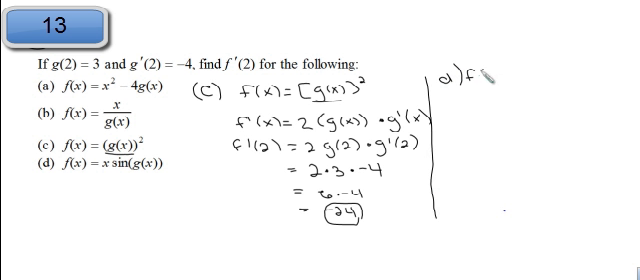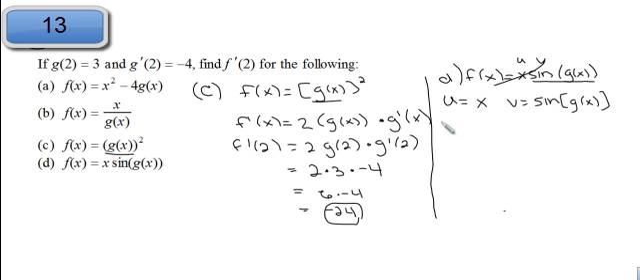For D, we have x sine of g of x. Remember that this whole thing is a function. It's not sine times g of x, it's sine of g of x. Since we have a product, we're going to have to use the product rule. So the derivative of u is 1. The derivative of v, derivative of sine, is cosine. And then we have to multiply that times the derivative of the inside.